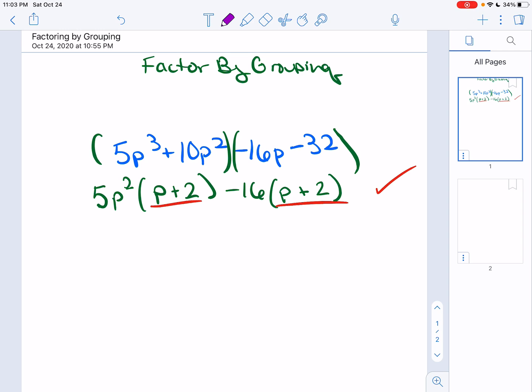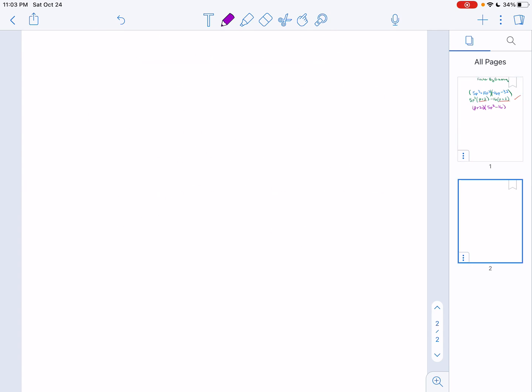We just need to write our factors. The way we write the factors is we write the common factor, p plus 2, and then we write the 2 GCFs added together as the second factor: 5p squared minus 16. And that's it. Let's do another example.